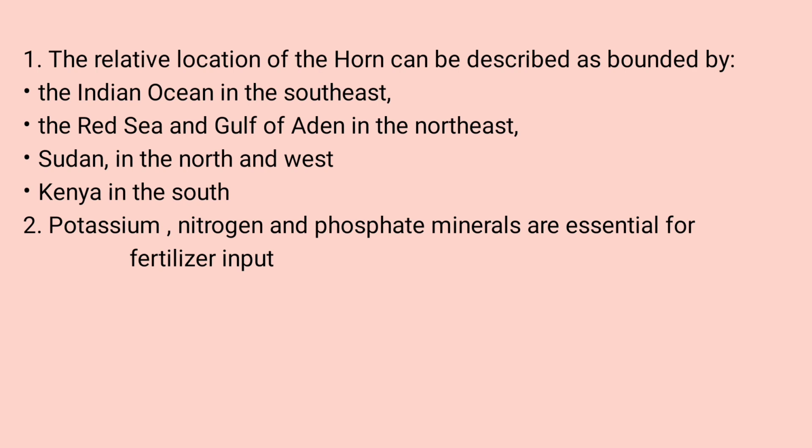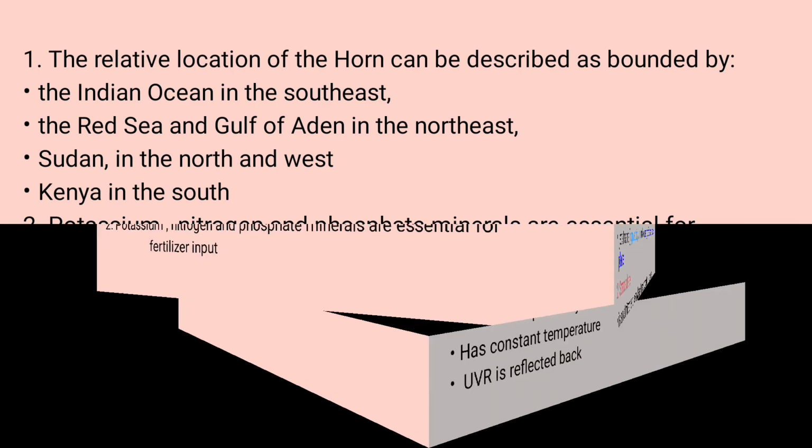The other point we are going to discuss is the essential mineral inputs for fertilizer making. The three are potassium, nitrogen, and phosphates. These are the essential fertilizer making inputs or production inputs. Good.